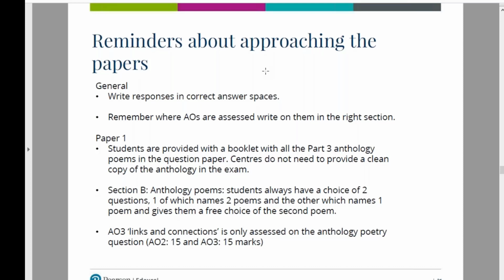Just a reminder about the structure of the questions on the anthology poetry. Students always have a choice of 2 questions. One question names 2 poems, and the other one names 1 poem and gives them a free choice of the second poem from the anthology. So as we said, as with the language, links and connections is only assessed in one place on the qualification, and that is on the anthology poetry, with 15 marks for the comparison element.